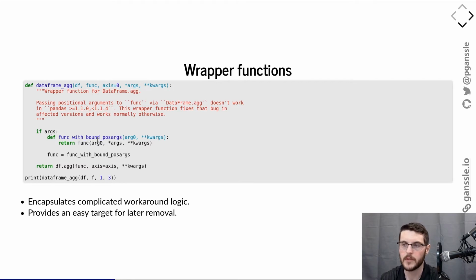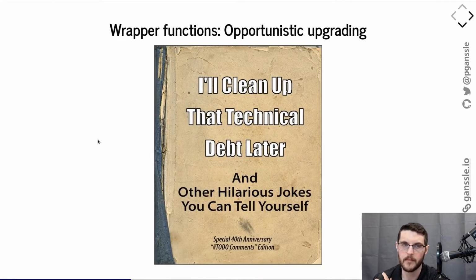Right? So this is nice because it encapsulates the workaround logic. I don't have to re-implement this anywhere. And it also provides an easy target for later removal, right? All I have to do is search and replace dataframe_ag with df.ag or something like that. And then all of my call sites get fixed once the bug is fixed upstream.